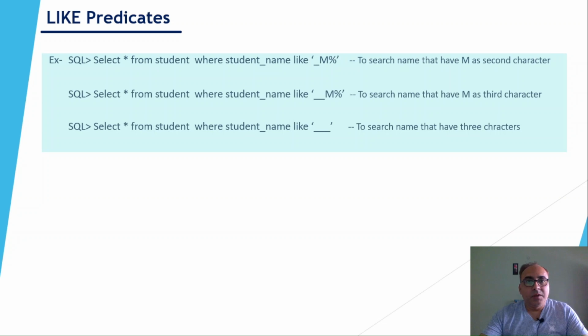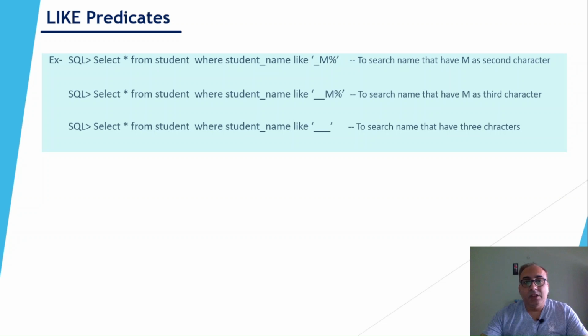Let's look at the next one. SELECT * FROM student WHERE student_name LIKE '__m%'. Here two underscores are there. Underscore specifies a single character, and the third character is m, and thereafter percentage is there. It means the third character has to be m, and after m anything can be displayed.